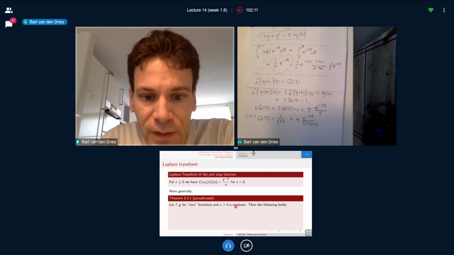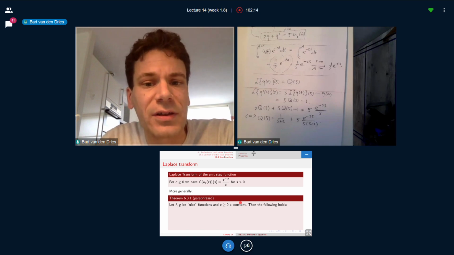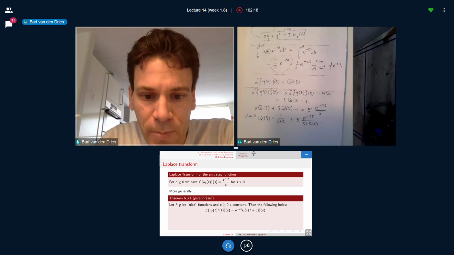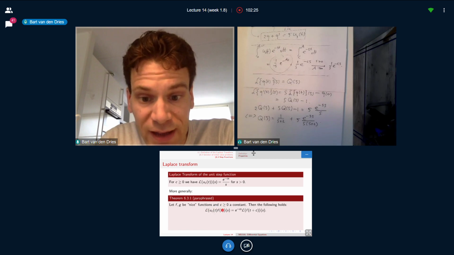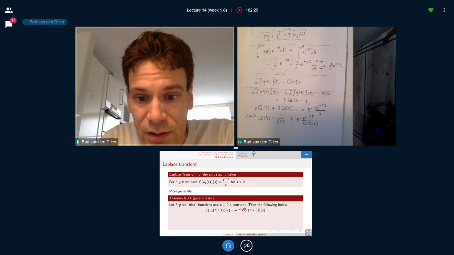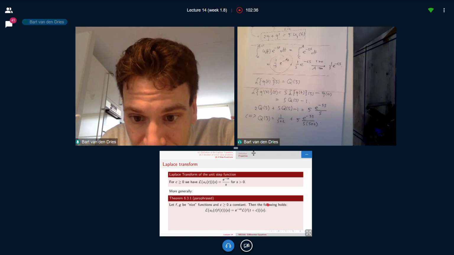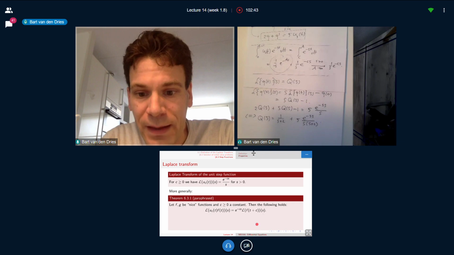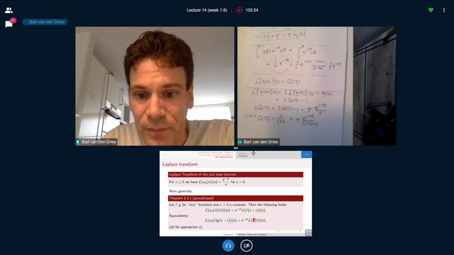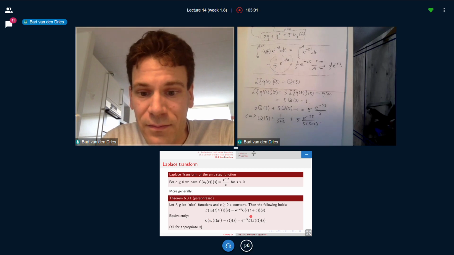This is a very convenient one. If f and g are nice, in the sense that the Laplace integrals actually converge, then the following is true. The Laplace transform of a step function times a function f is e to the power minus s c times the Laplace transform of the shifted f, f of t plus c. There's a shift here. And if we replace f of t plus c by g of t, then f of t is g of t minus c.